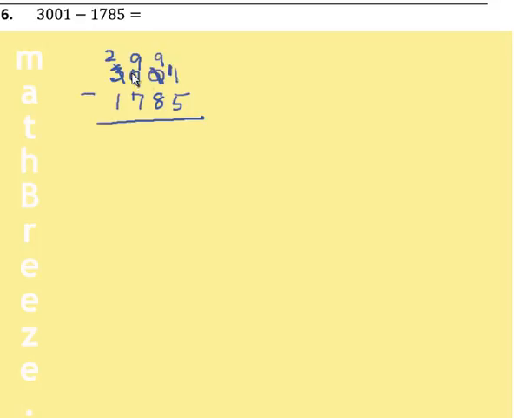So notice what we did. We had the number, here's the number 300. We changed it to 299. We borrowed 1 and we put the 1 right here. And now start the subtraction. So we have 11 subtract 5, that's 6. 9 subtract 8 is 1. 9 subtract 7 is 2. And 2 subtract 1 is 1.